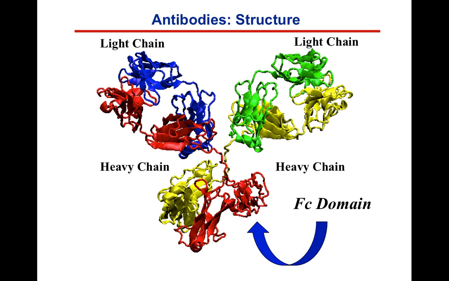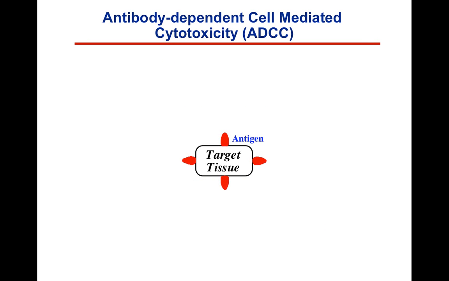Now, this part is important because, as I said before, this FC region is important because it can bind to receptors. Now, this is why antibodies can be so effective in terms of elimination of pathogens or things that they bind to, pathogens or components, or even can attack and kill cancer cells if you can produce an antibody to the cancer cell. And so that mechanism is referred to as antibody dependent cell mediated cytotoxicity, referred to as ADCC.